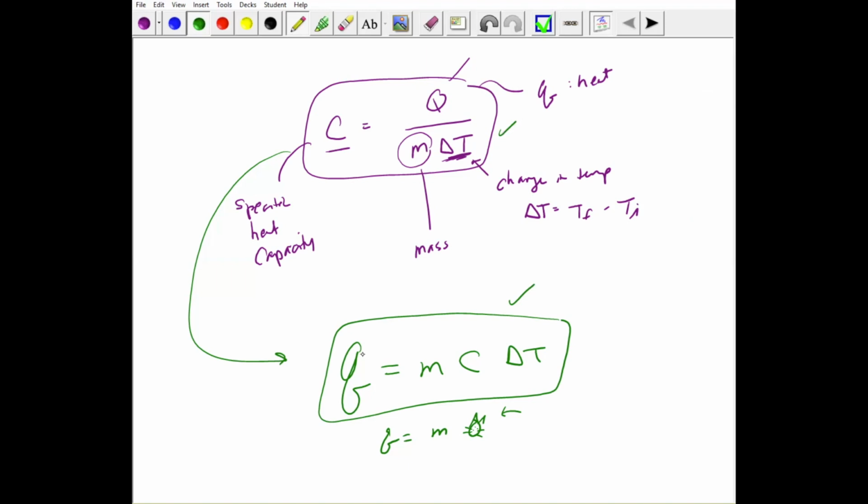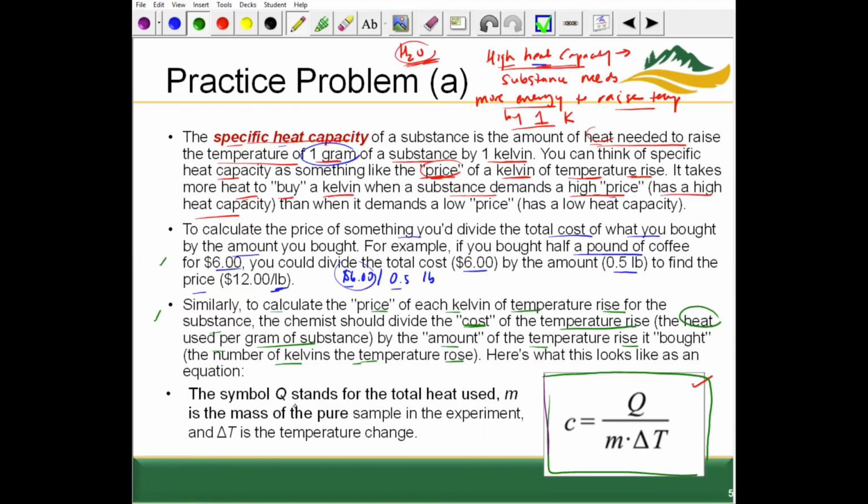Heat can be represented as lowercase q and uppercase Q. Same thing here. Again, Q stands for the total heat used. M is the mass of a pure sample. That's important because specific heat capacities are for pure samples. And delta T is the temperature change.